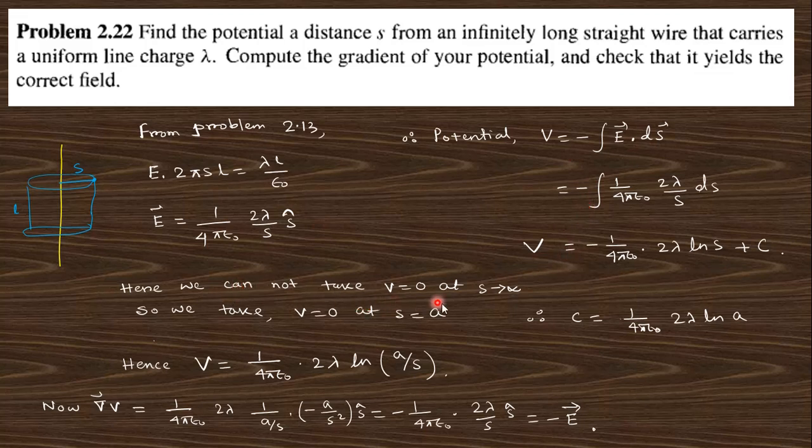Here we cannot take v equal to 0 at s tends to infinity, because this is infinity and it cannot be 0. So we take v equal to 0 at some other point. Taking a reference point s equals a, v will be 0 there. If you put v equals 0 at s equals a, you will get the value of c, and if you put it in, the expression of v will be like that.